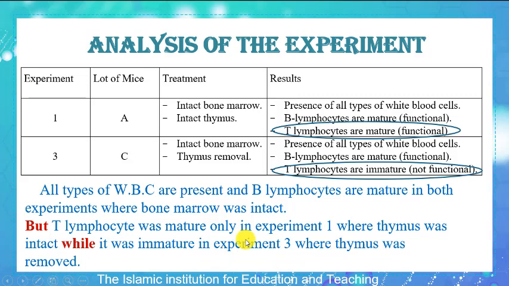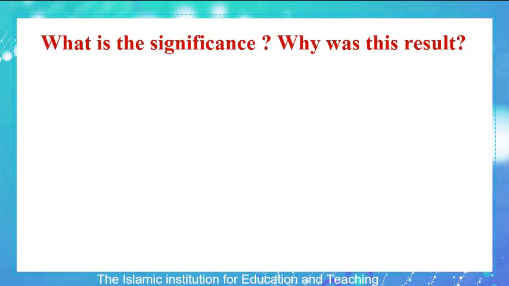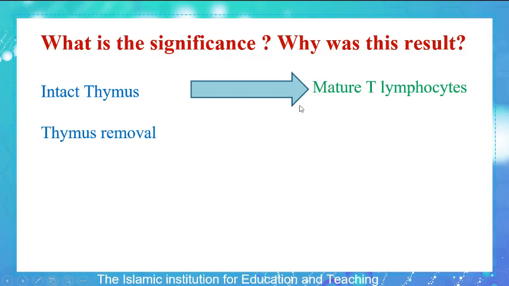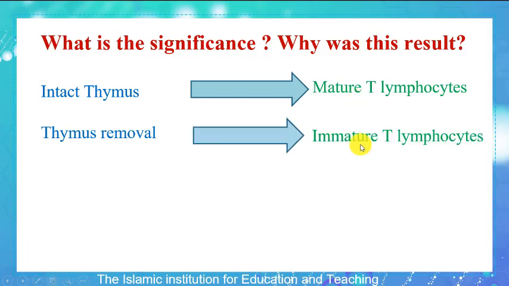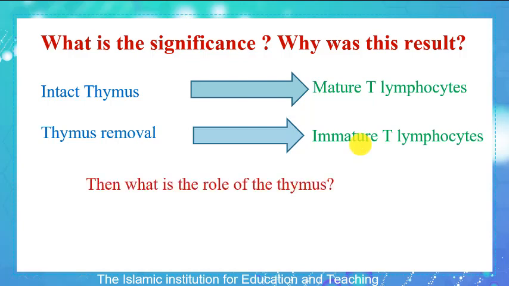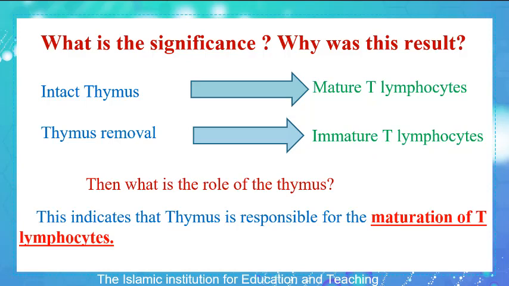where thymus was removed. Then, what's the significance now and why was this result? When we had intact thymus, there were mature T lymphocytes. But when we removed the thymus, there were immature T lymphocytes. Then, what's the role of the thymus? Great! This indicates that thymus is responsible for the maturation of T lymphocytes.